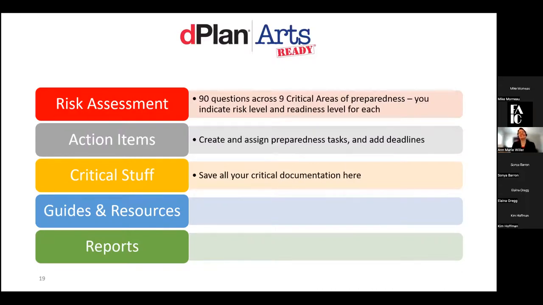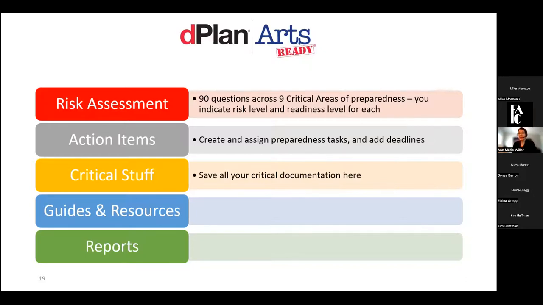So now let's look at critical stuff. When we were deciding what to call this module, we realized that critical stuff was really the best thing that captured what we meant. Your organization can upload files, documents, images, spreadsheets, links, and notes with information that you need for disaster response. And you'll be able to access anything you've uploaded anytime later when you access the tool. So even if your server at your institution is down, your most critical stuff will be up in the cloud and ready for access.